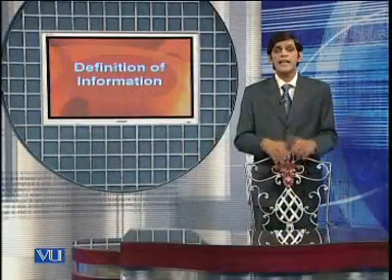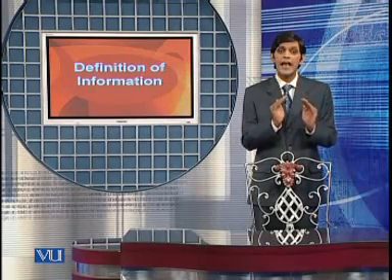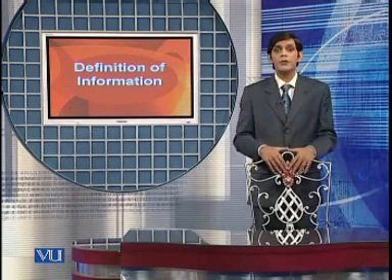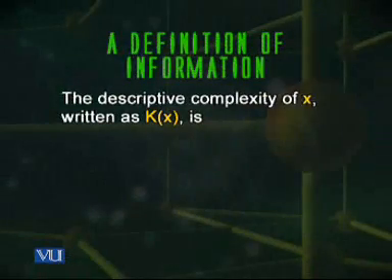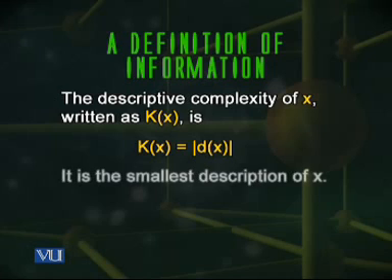So D of X is the shortest pair, shortest string M, W, such that when you run M on W, you get the output as X. The descriptive complexity of X, which we will write as K of X, is going to be the length of the shortest description of X. It is the smallest possible description of X.